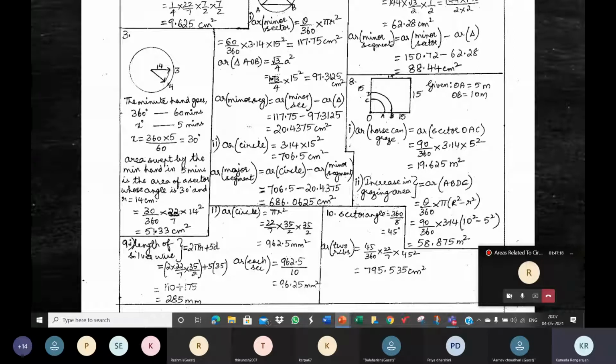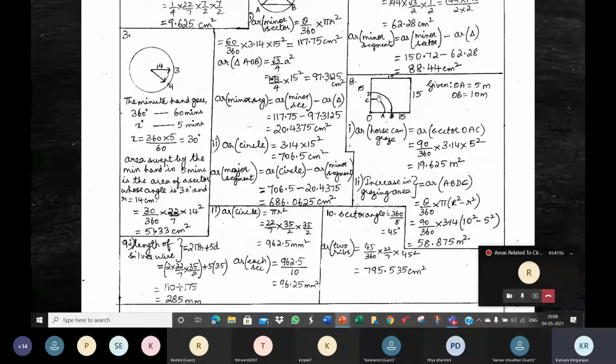Now what do we have to answer? The area of the part of the field in which the horse can graze. The answer to the first part is the area of this sector whose sector angle is 90 degrees and where the radius is 5 meters. In the second case, we have to find the increase in grazing area. Yesterday I told you the increase in grazing area is only this band.